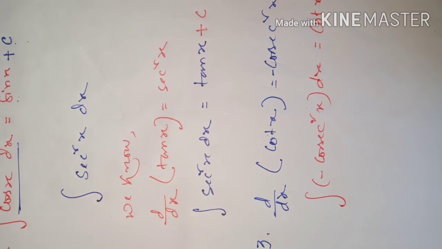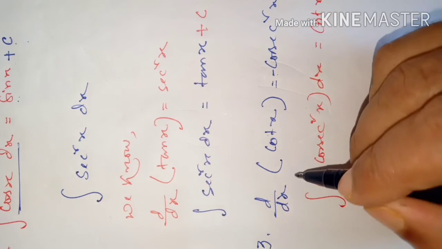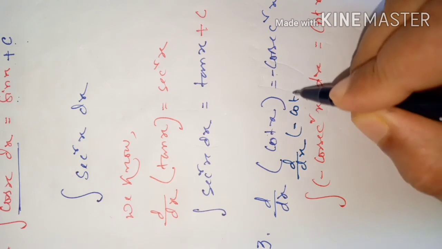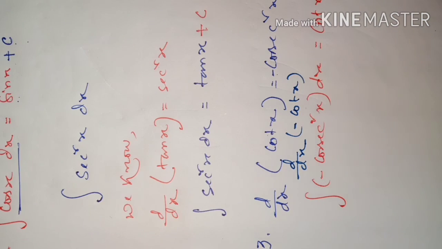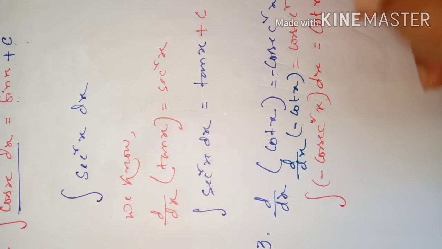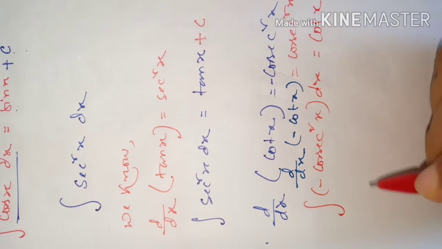This minus can also be transferred, means from here to here you can consider, means d/dx of cot x can be written as minus cosec square x. Have you understood, dear students? So this is how we will proceed.